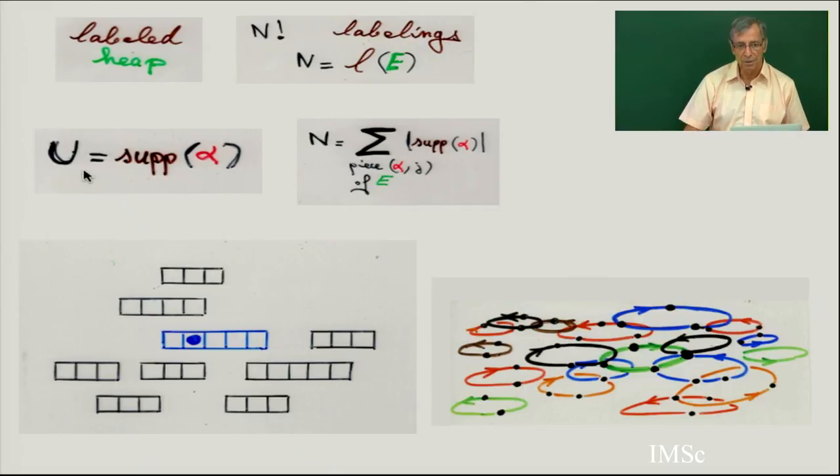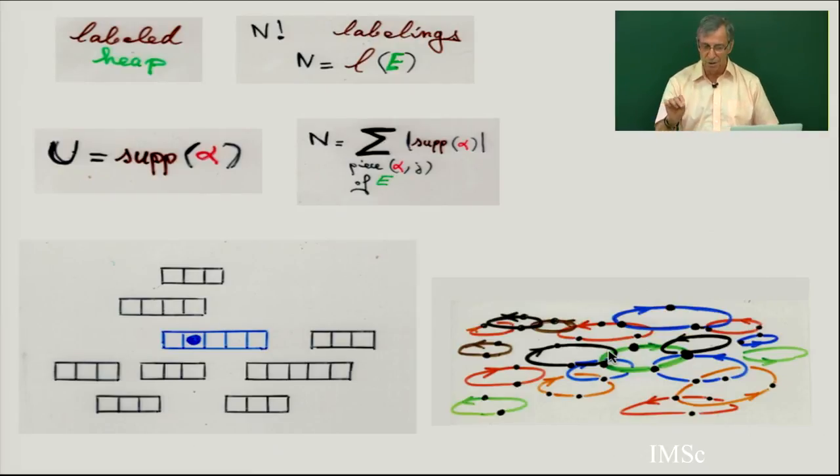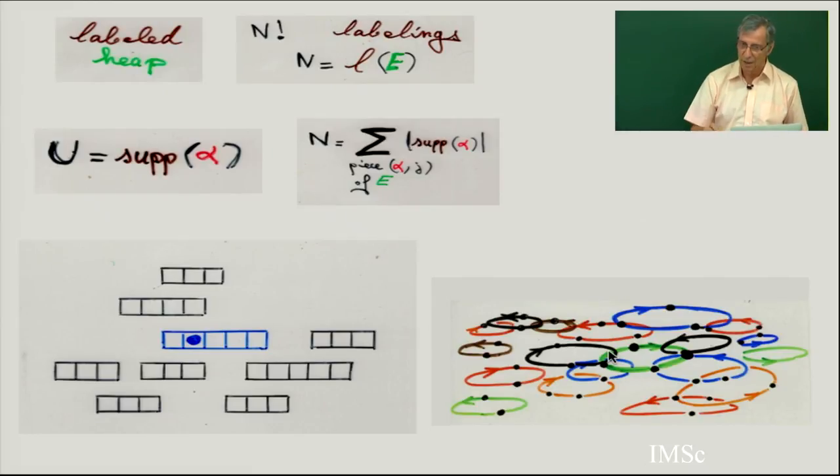I will call the subset the support of the basic piece alpha, and it's the sum of all the supports. So there are capital N factorial labelings. It's like if you have these heaps of cycles, you put 1, 2, 3, until capital N, a different label for each vertex of each of the cycles.